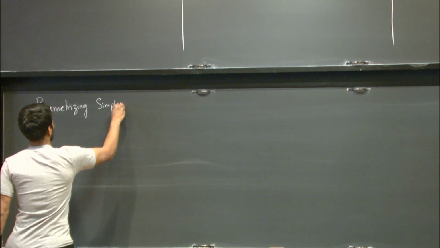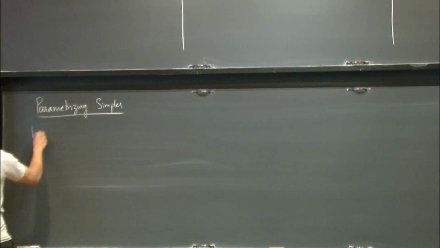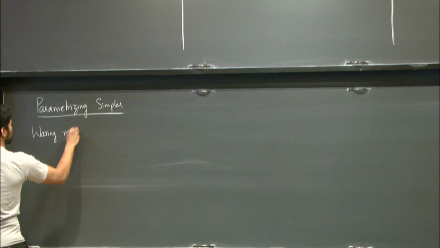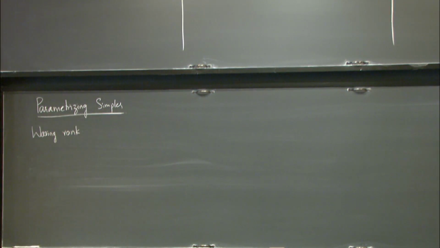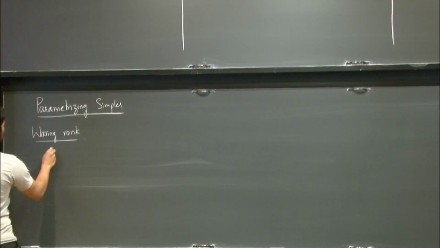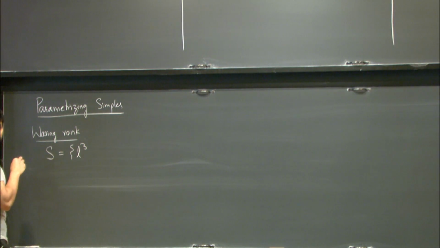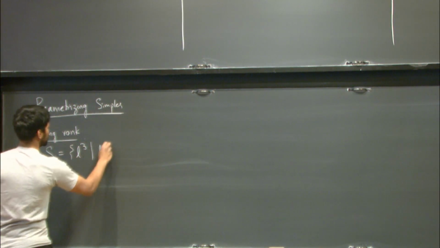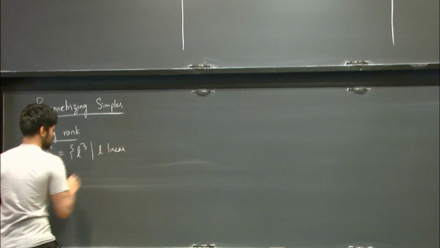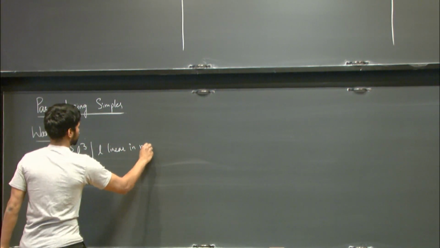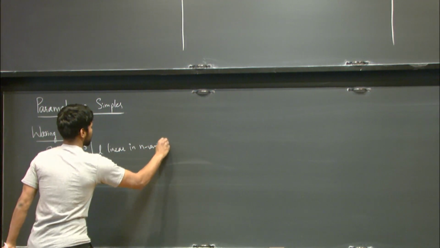Okay, so there are 2 cases, right? So first you have Waring rank, so the one above. So you have degree 3 polynomials in n variables. What are the simples? The simples are going to be cubic linear forms, right? So cubes of linear forms. So L is a linear form, linear in n variables.